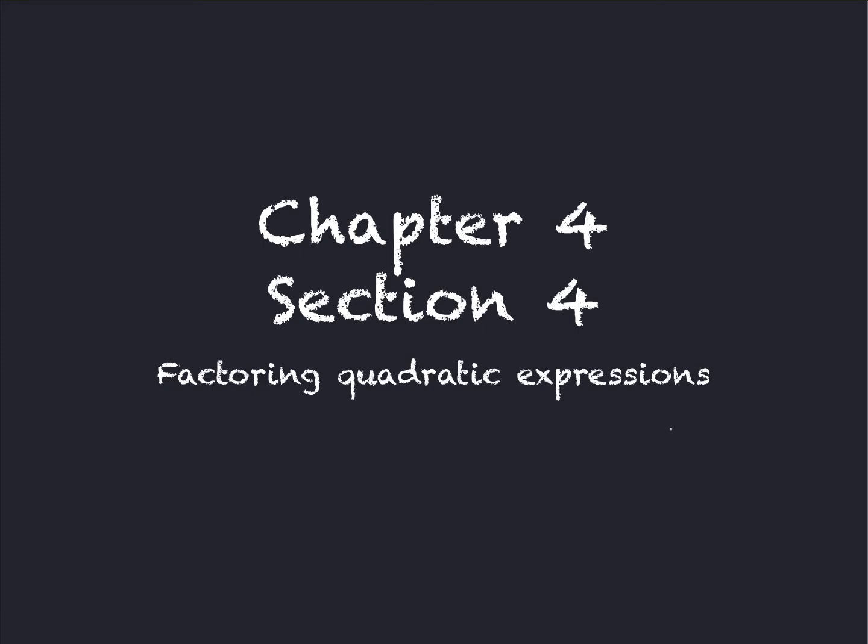All right, so in chapter 4, section 4, we're going to be factoring. We're going to be given a polynomial that has 3 terms, and we're going to break it down into 2 factors of it. Factors are 2 things that multiply to give us the original. Chapter 4, section 4 is separated into 4 parts, and today is part 1 of factoring.